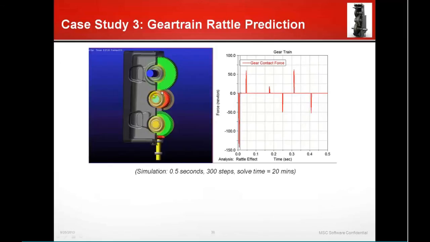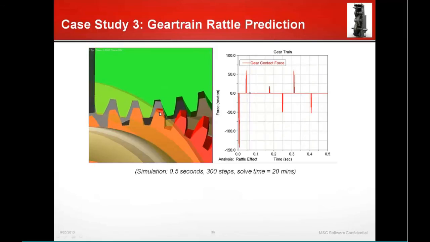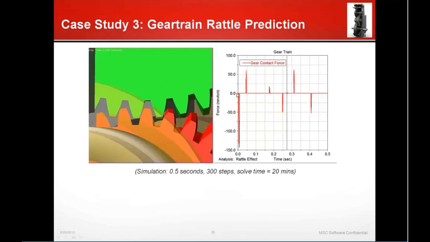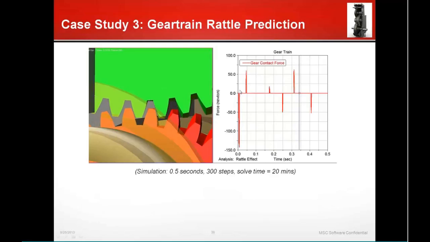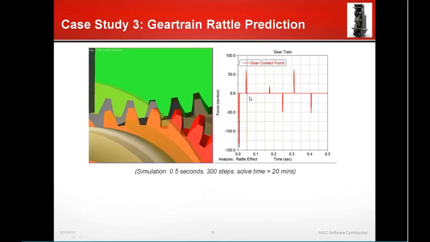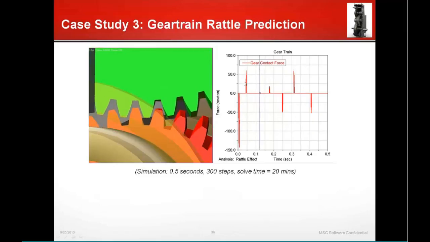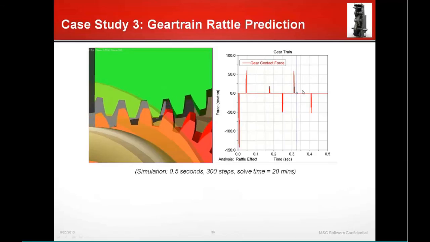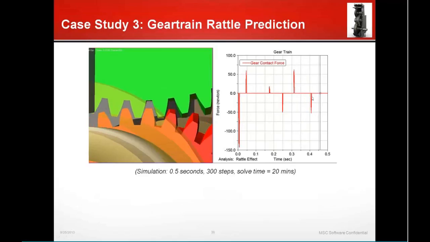If you take a closer look, rear, front, and then rear, and then front. Also, if you look at the plotting on the right-hand side, we can show that there are contact forces appearing at the exact same moment where there's geometry contact between the two gears. And that contact force is changing side depending on the real 3D geometry situation.